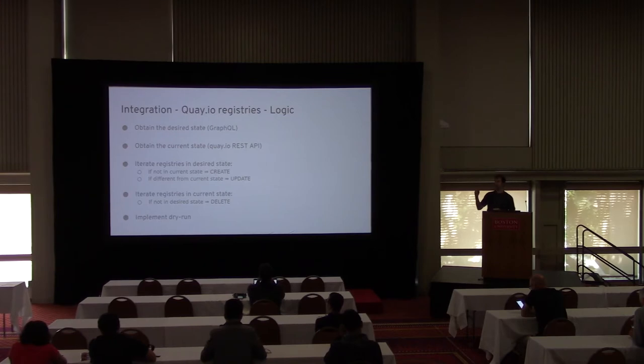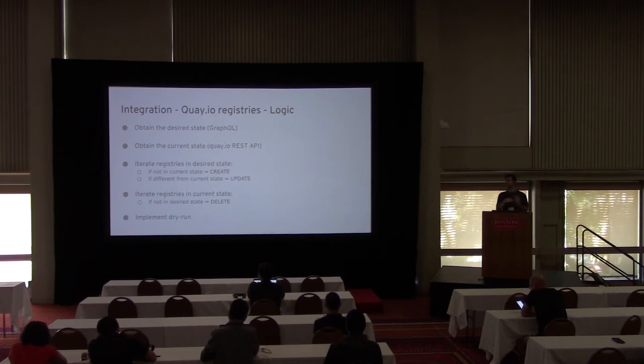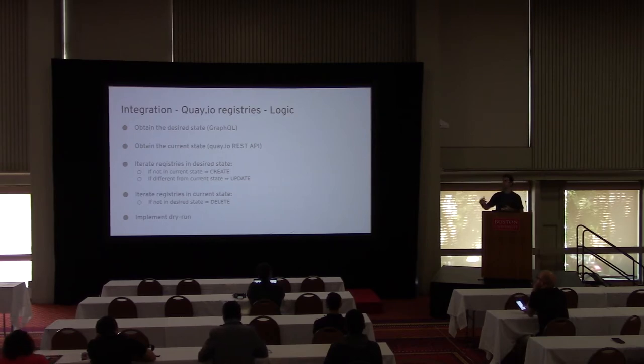So let's look at one integration, a simple one, defining Quay registries. The logic is what I just said: desired state from GraphQL, current state from the Quay REST API. We iterate through the desired state. If they are not in the current state, we create them. If they are different, we modify them. And then we iterate through the current state. And if they are not in the desired state, we remove them. It's just like a Kubernetes controller. That's the exact thing you would do. And you implement dry run. If you implement dry run, you only print what you would do instead of doing it. So it's pretty much trivial.